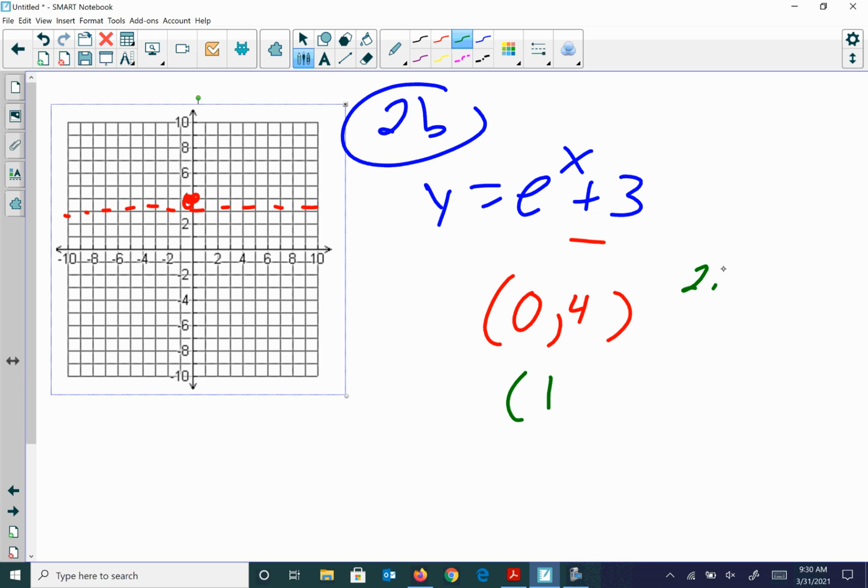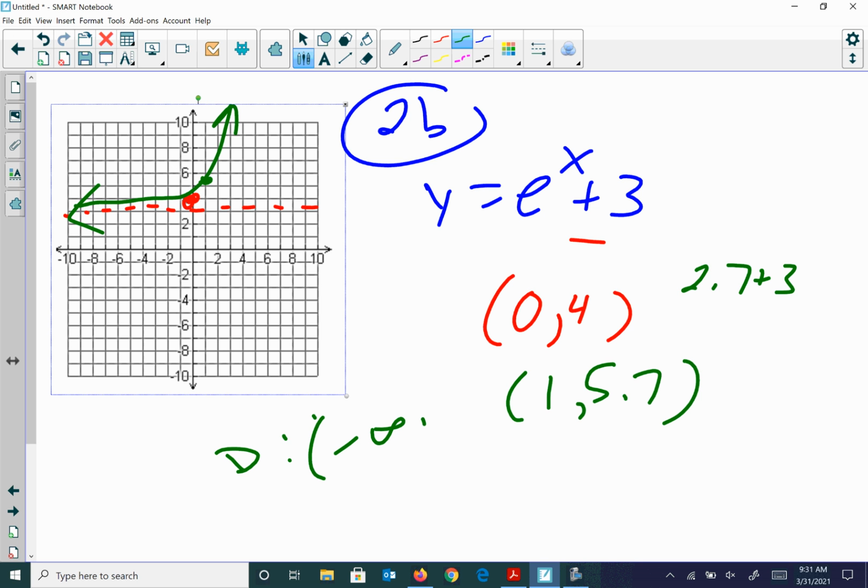Maybe we plug 1 in. E to the first is 2.7. 2.7 plus 3 is going to be 5.7. So 1 comma 5.7. There's my graph. My domain goes from negative to positive infinity. My range goes from the asymptote of 3 to infinity. Again, those are all soft brackets.